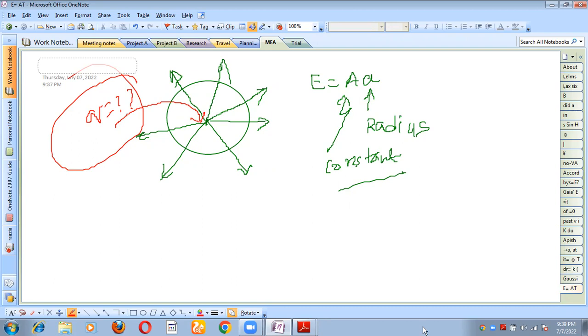Sir, we can say E is equal to Q by 4 pi epsilon 0 R square. Then R we can substitute by small a, and E we can substitute by capital A small a. So capital A small a is equal to Q by 4 pi epsilon 0 small a square. Bringing it to the LHS, capital A small a cube into 4 pi epsilon 0 is equal to Q, which is the charge.